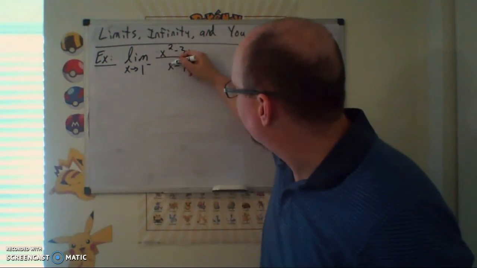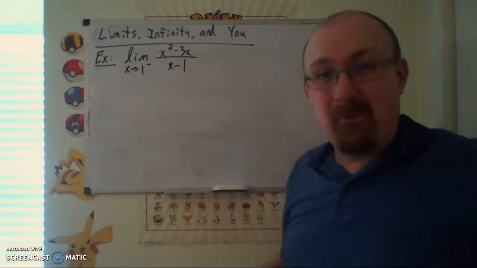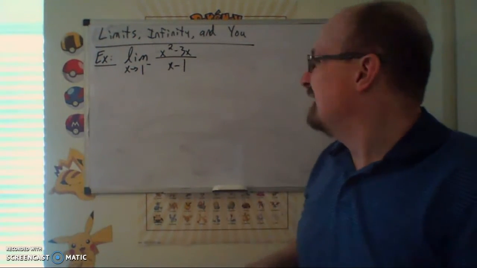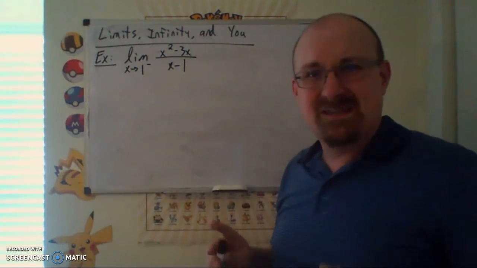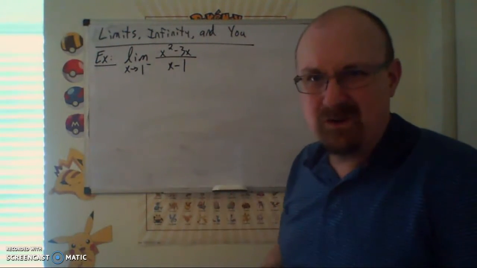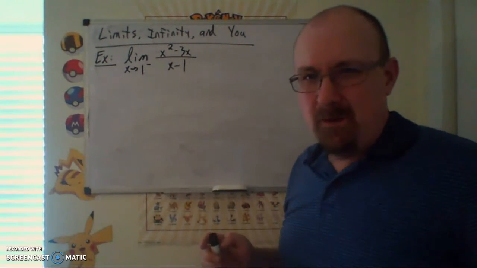Up top, we don't get 0 if we plug in x equals 1, so that's a giveaway that there is going to be some kind of unbounded behavior in this instance, and we're going to want to dig in. So I drew graphs to support the last couple.